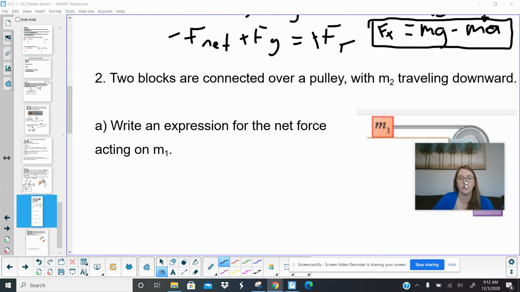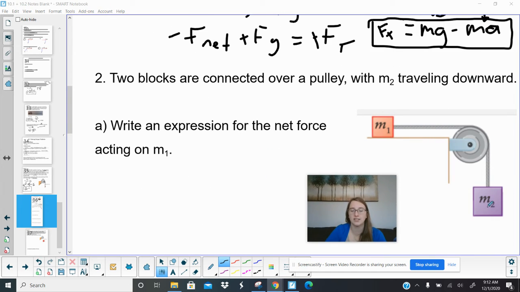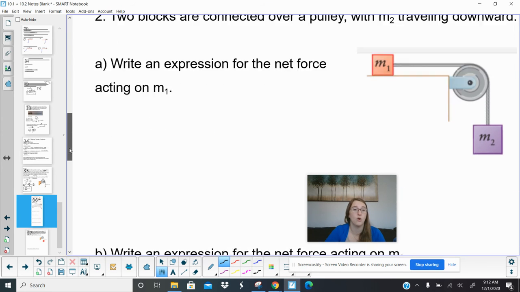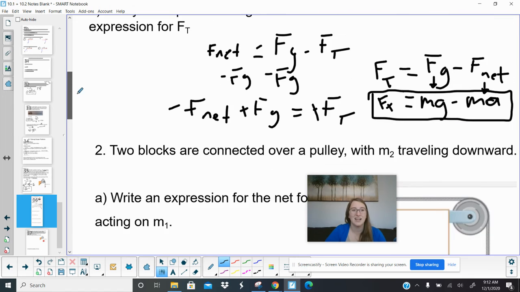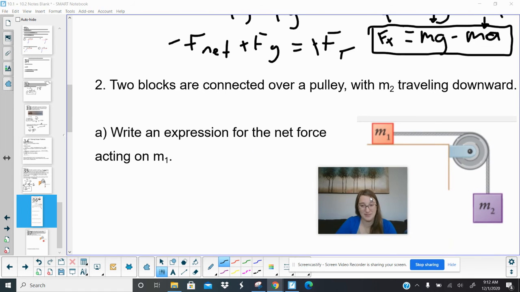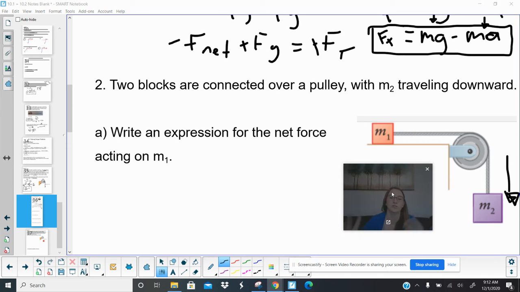Okay, let's look at another situation here where we have two blocks connected over a pulley. Now, again, we've done this before. We're going to walk through the whole thing because we're going to need to do that sometimes. So we have two blocks connected over a pulley with mass 2 traveling downward. We are ignoring the friction acting on the table right now. So let's go ahead and write an expression for the net force acting on mass 1.